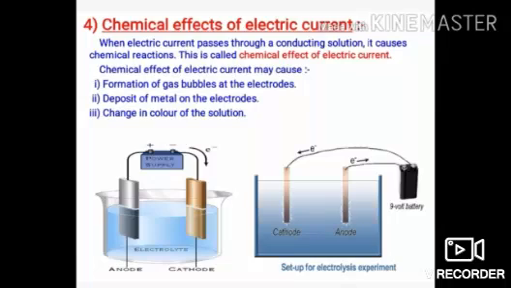Next, production of compounds. This electrolysis method is used for the production of some compounds, for example sodium hydroxide. And next one is the purification of metals. This method of electrolysis is also used to purify a metal by separating it from impurities. For example, aluminium, zinc, copper are purified in this way. These are the main applications.